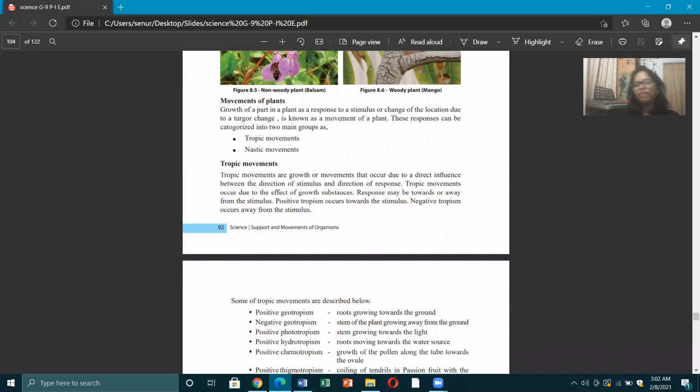So now children, when you talk about the movements of plants, it can be categorized into two types. One is tropic and one is nastic. So let's talk about the tropic movements first.